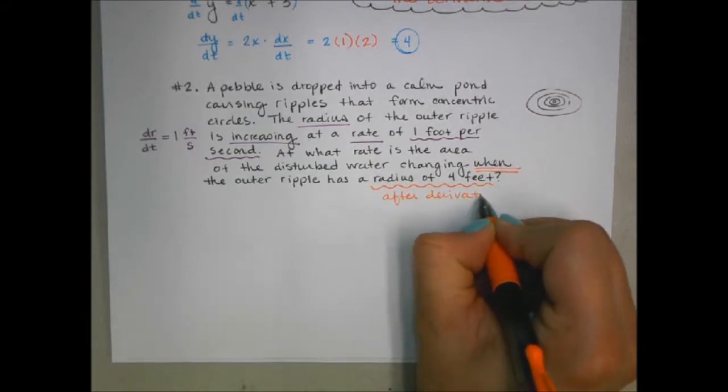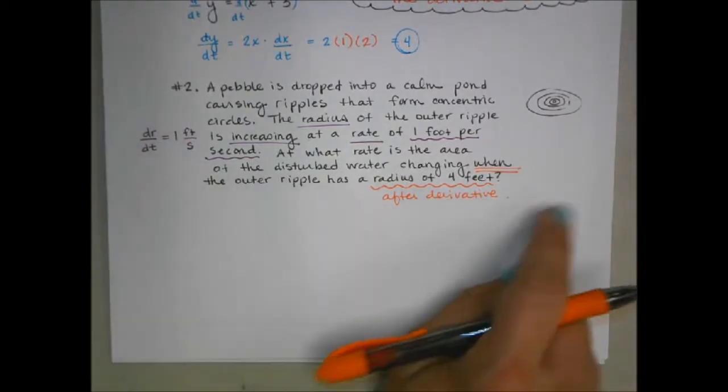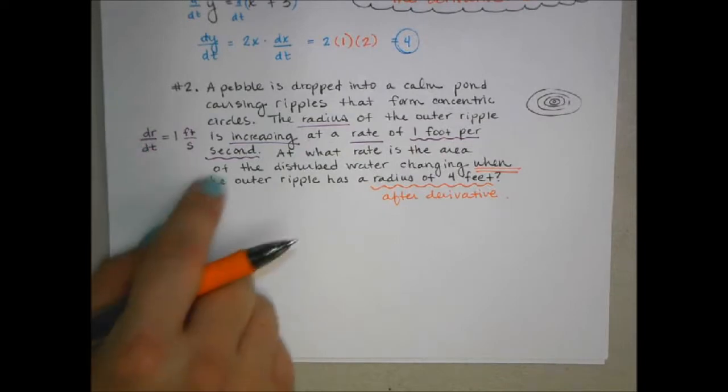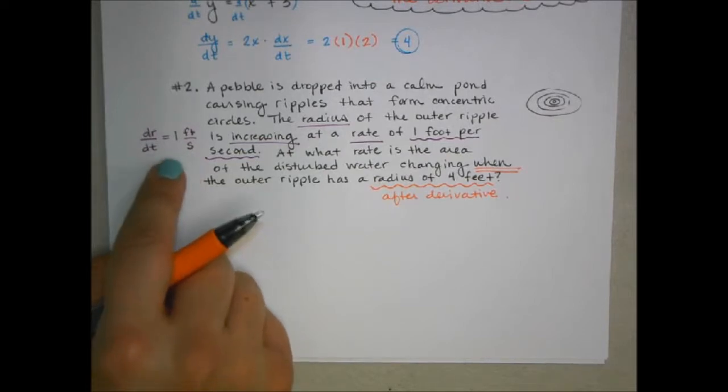Now, you should also note that even though this dr dt came before the word when, it is a rate of change with respect to time. We're not going to get that also until we've taken the derivative. So this is not going to get plugged in until after the derivative as well.